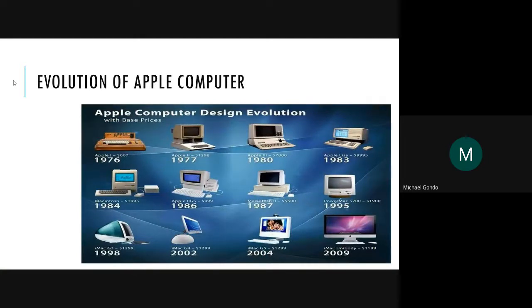Again, when you look at the evolution of computers, in this instance I chose Apple as a brand. You look at them from 1976 all the way to now, you can see how Apple has progressed over the years, and the progression from one model to the next is, behind the scenes, underpinned by a design thinking process.